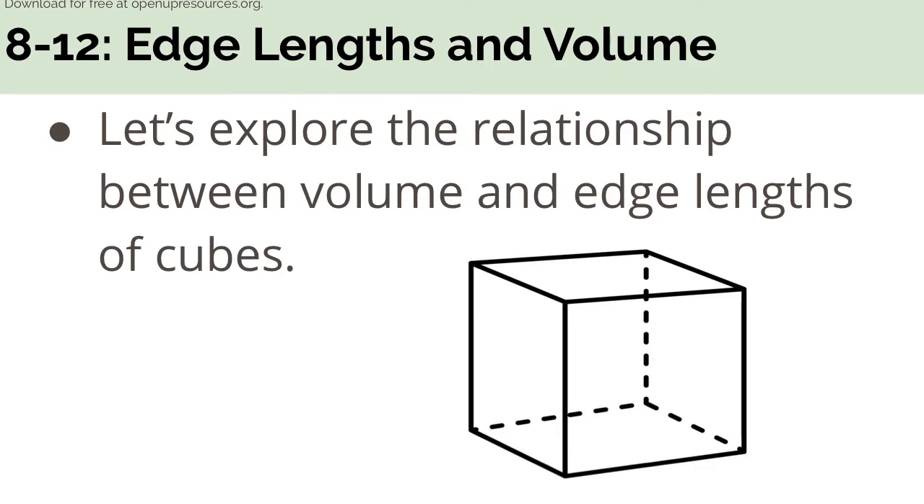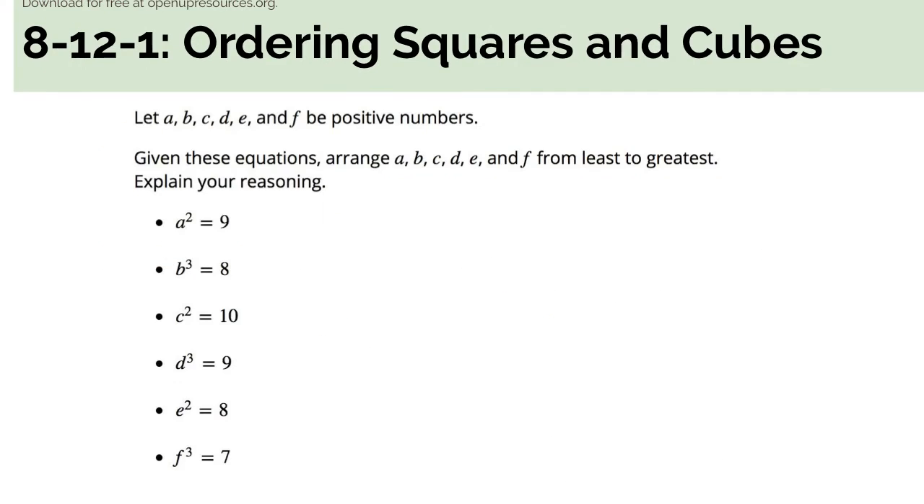So the last two lessons are going to be lessons 12 and 13. We're starting with lesson 12 here, and we're starting to look at cubes and the relationship between the edge length and then the entire volume. So here we go. In activity 1, we're not really going to follow the directions here.